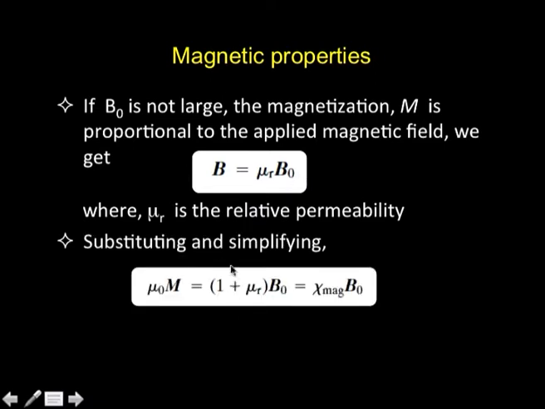Now, in such a case, if I just substitute it into the previous expression and simplify, I find that mu naught m, that is the magnetization which I generated over there, is equal to 1 plus mu r into B naught. This term 1 plus mu r is called chi mag, or magnetic susceptibility. It is a very important parameter to characterize the bulk magnetic properties of materials. By determining chi mag we can work out the susceptibility, and that gives an indication about what kind of material we are dealing with.